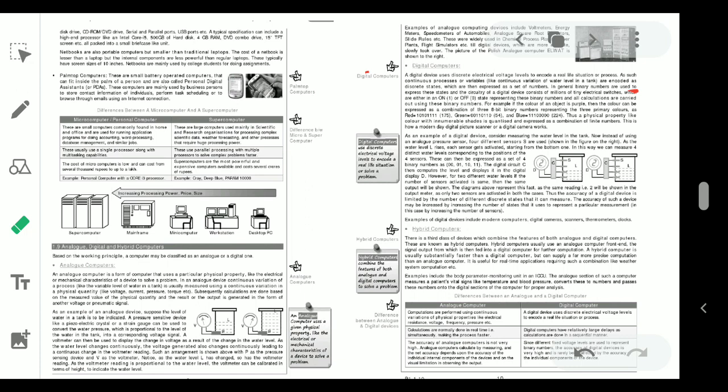Hybrid computers usually use the analog computer as the front end, and the signal output is then fed into the digital computer for further computation. So our hybrid computer is usually substantially faster than the digital.